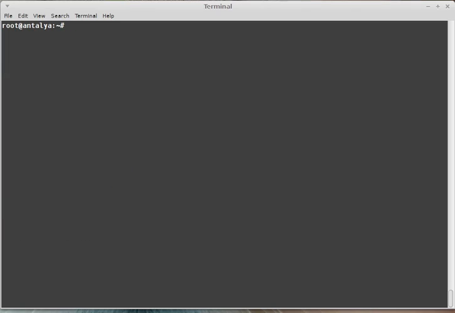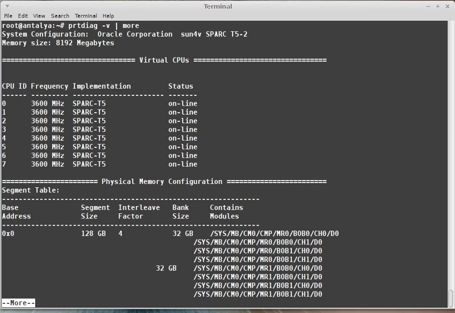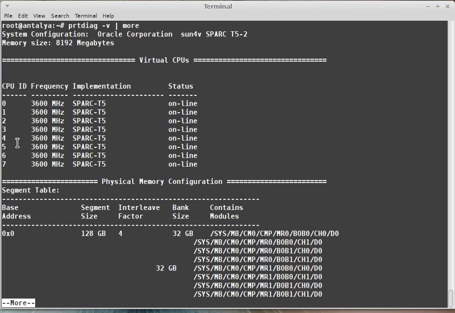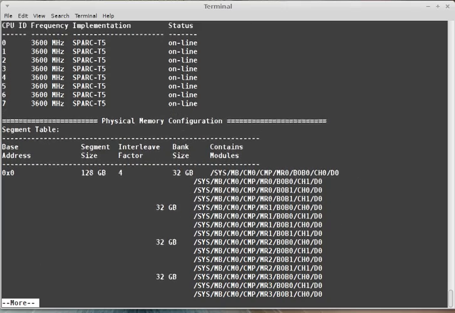If I want to see the whole CPU component or memory component on the system, I will run prtdiag pipe more. Yes, let's check in detail, which is SPARC T5-2 system, and my system memory size is 8 GB. My CPU is 8 threads. It starts 0 up to 7, it's 8 threads. And let's continue.